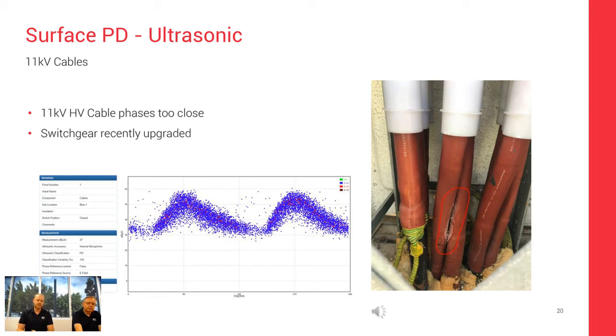But this discharge we could hear with our own ears. It was at a very high amplitude. It was at 47 decibel microvolts, which is very high. We have the phase plot there that we've captured with the UltraTEV Plus 2, and this is what the sound sounded like.